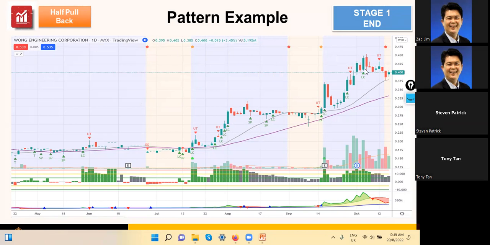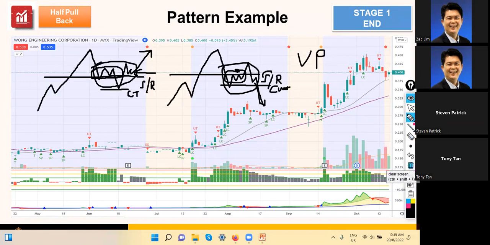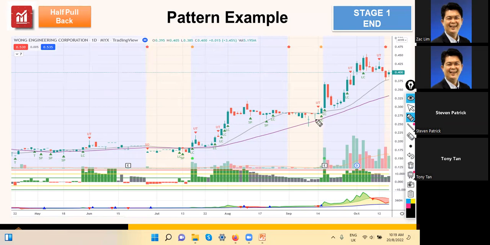Okay, thanks. So the patterns just now, I just wanted to share some experience that I sometimes see, some traps along the setup. So back to this one, this is a half pullback.